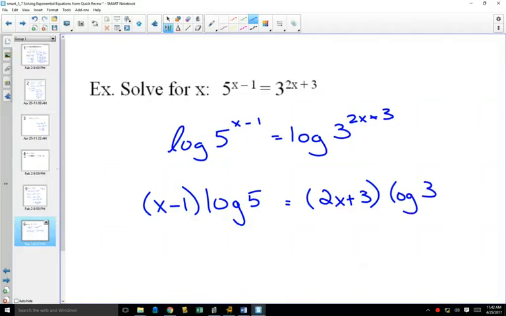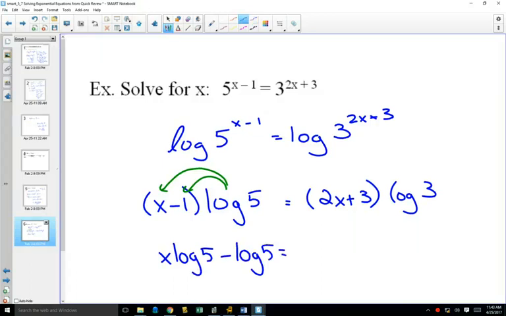Now, log of 5 is a number. Because log of 5 is a number, I can distribute it. If I distribute this log of 5 to both of those, I'm going to get x log 5 minus log 5. Same thing on the other side. If I distribute this log of 3, it is a number, I can distribute it. I'm going to get 2x log 3 plus 3 log 3.